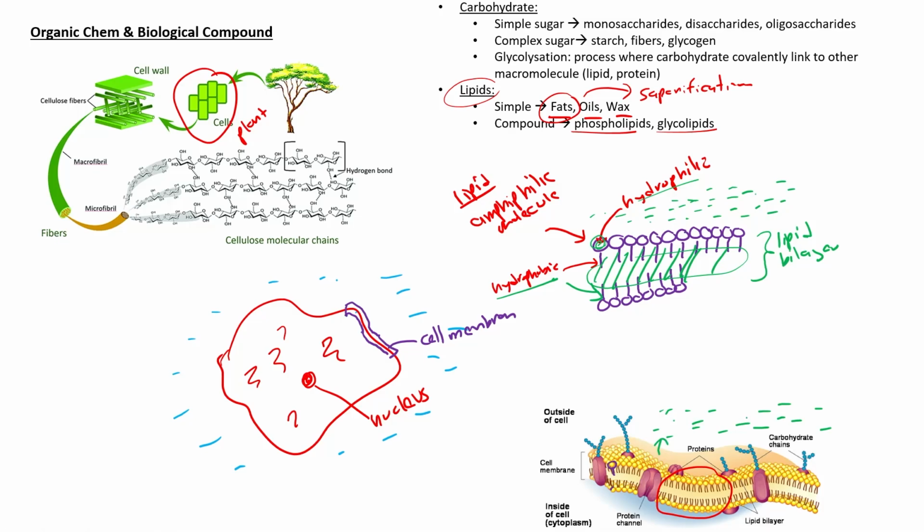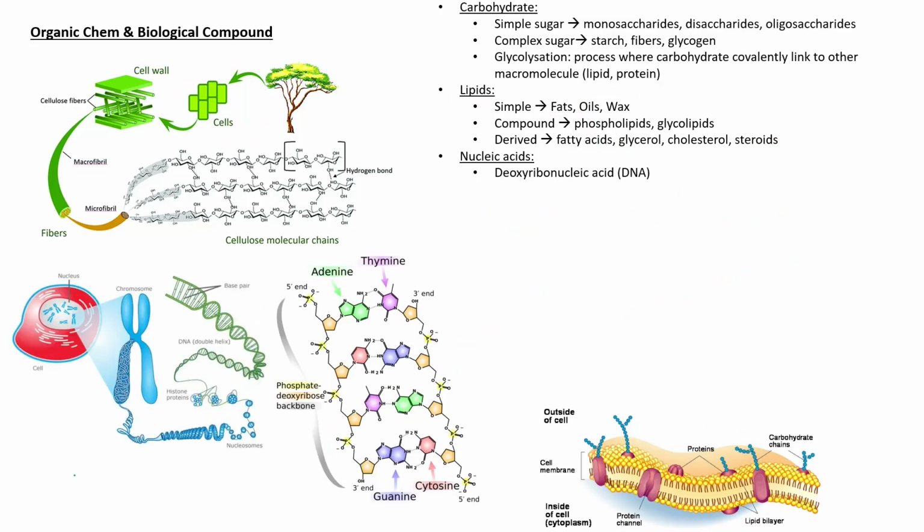So this is an example of compound lipids. The phospholipid here is a compound lipid. This is phospholipid. And then the derived lipids: fatty acid, glycerol, cholesterol, steroids, and so on. And then about nucleic acid. Let me remove all the ink. So nucleic acid is this.